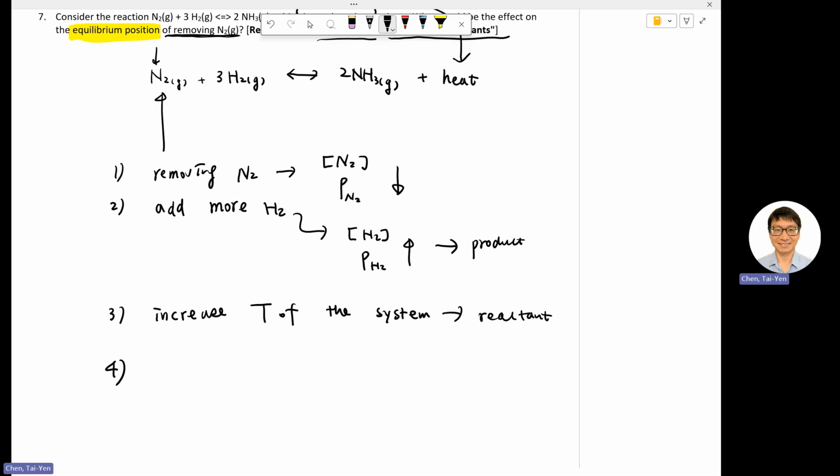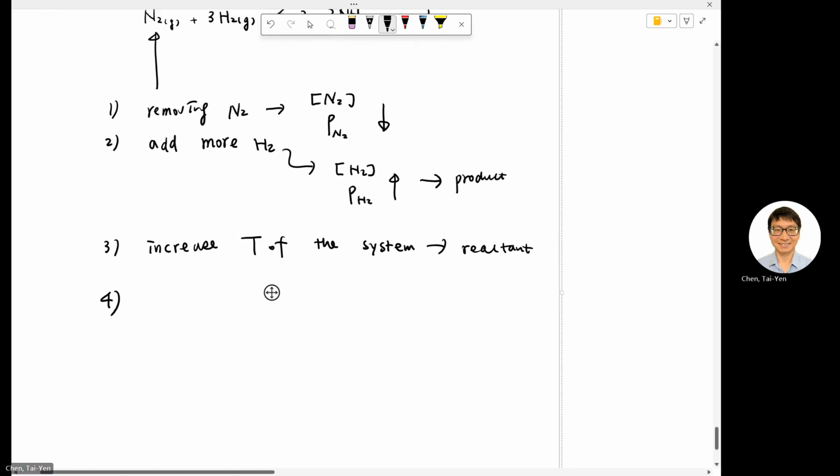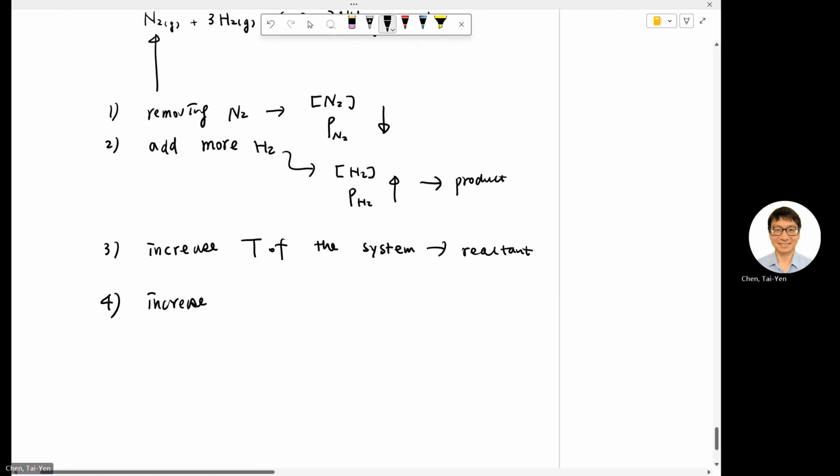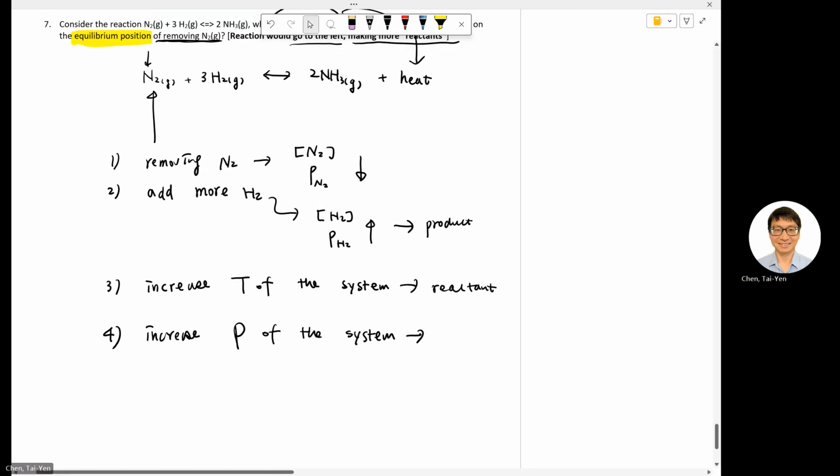The fourth type of question associated with this is, if I say today, I'm going to increase the pressure of my system, can you predict where it's going to move? What would the system do? To the product side, right?